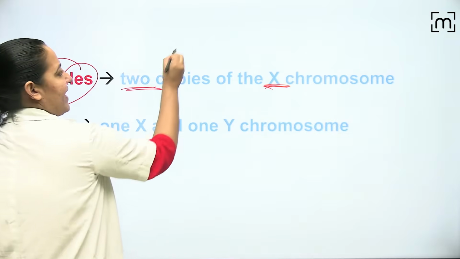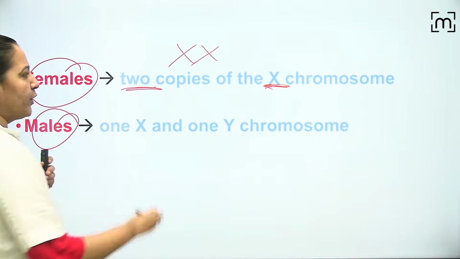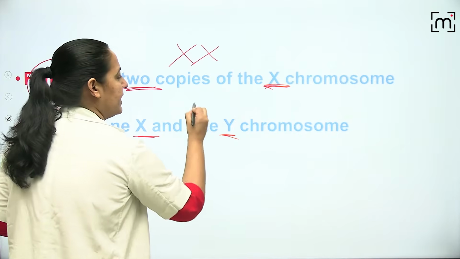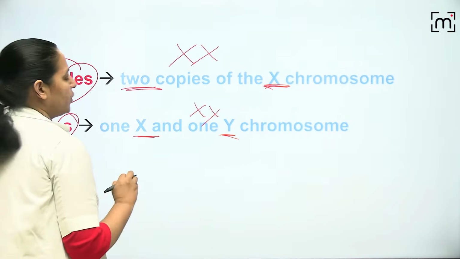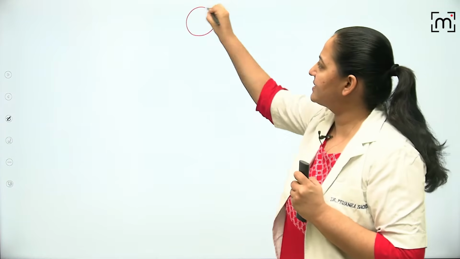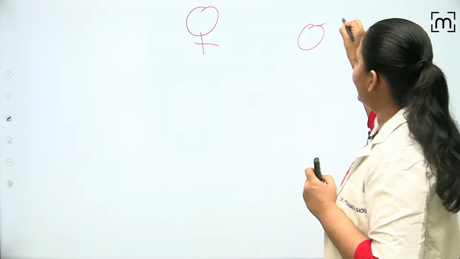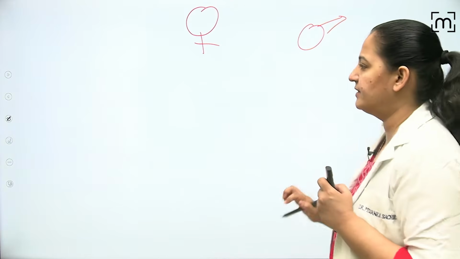There are 2 copies of X, XX. And inside a male, as I have told you, there is one X and one Y. So it is XY. So you can say in genetics, what is the sign of female and what is the sign of male? So in genetics, this is female. Female is represented by this sign. And this is male. Male is represented by this sign.